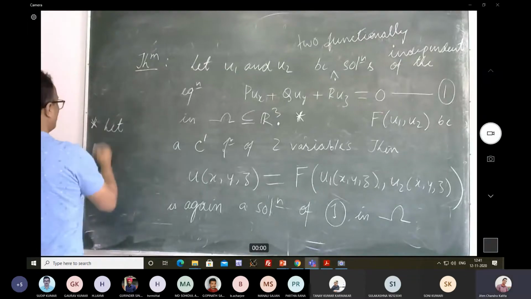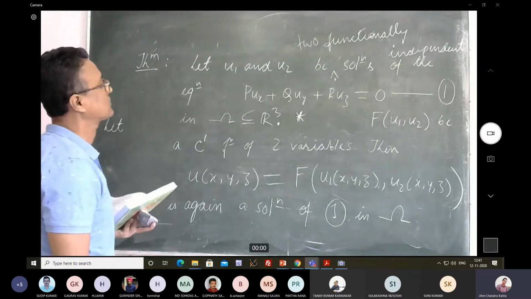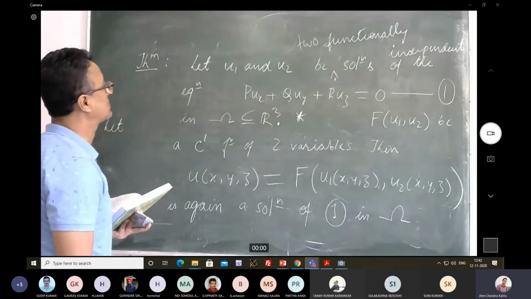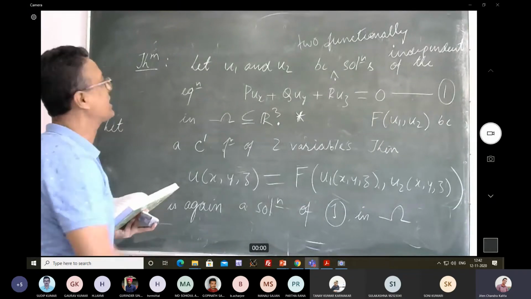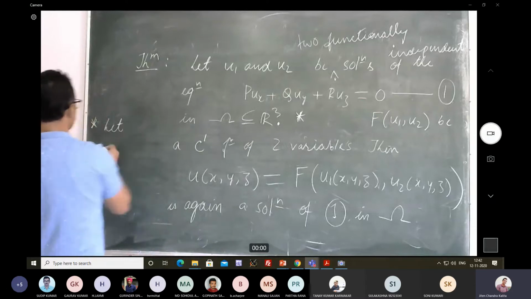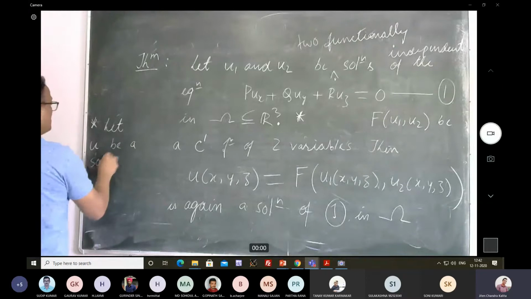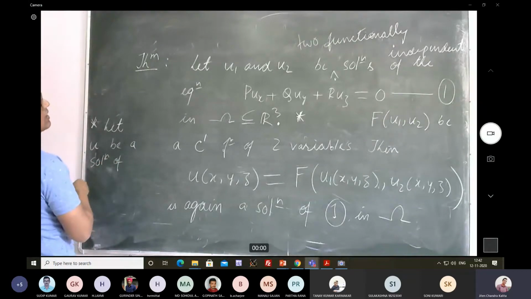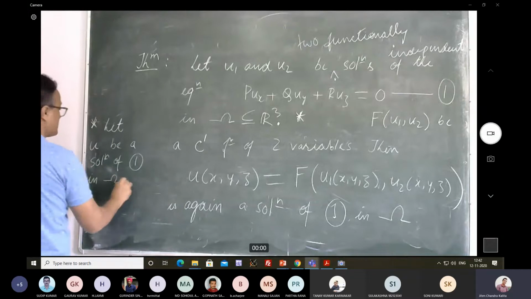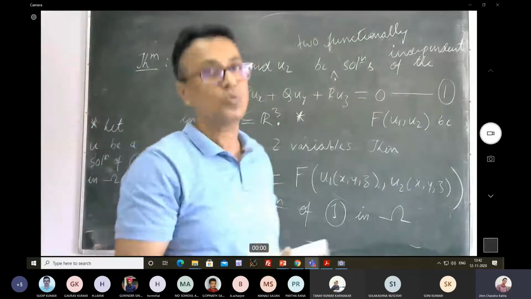I'm thinking about using some different variables so that you don't get confused. In the book, they are using the same variable, I think it is fine. And let U be a solution of 1. Here, basically, we are talking about 3 solutions.